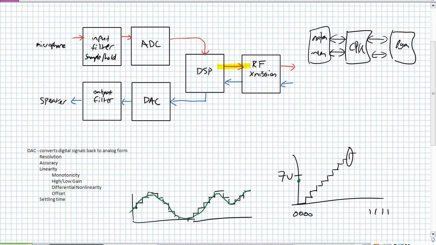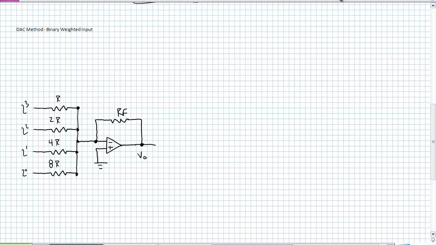I know you perhaps already know how these things work internally. All I'm asking you to do is understand at least that level of difficulty before we go into this first of our digital to analog conversion methods. So the first digital to analog conversion method we're going to discuss is the binary weighted input method.